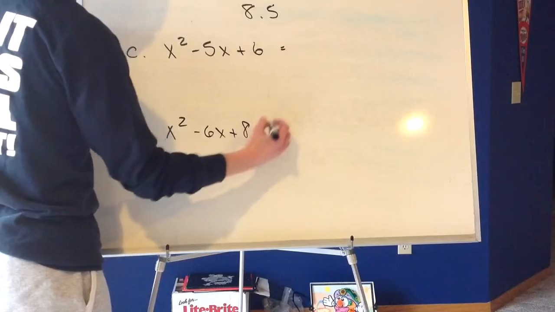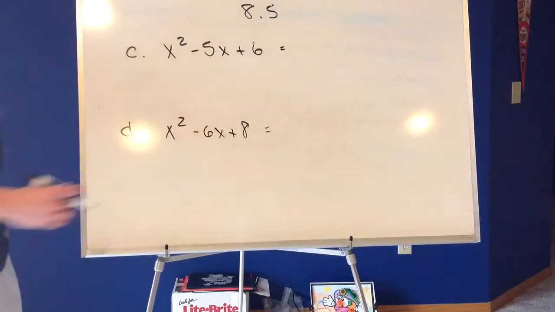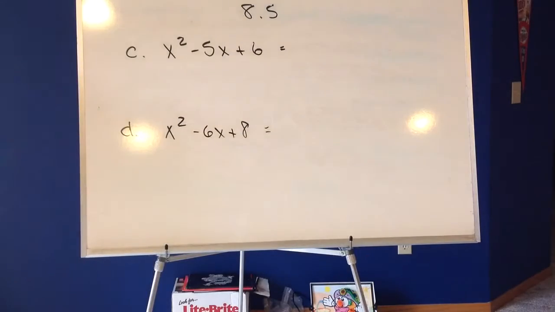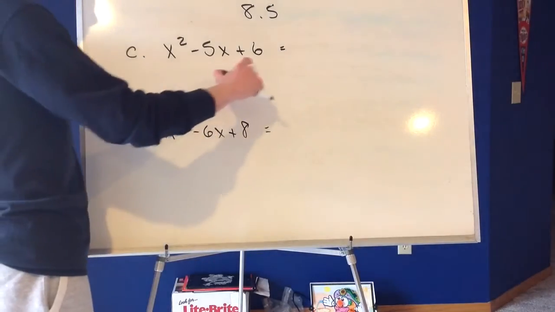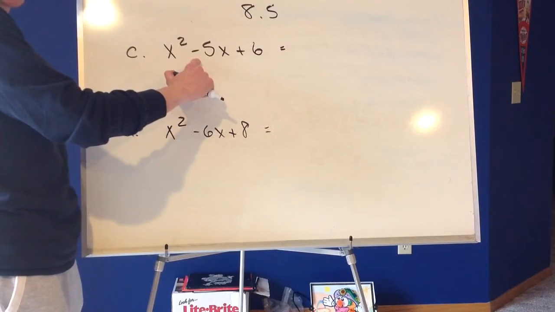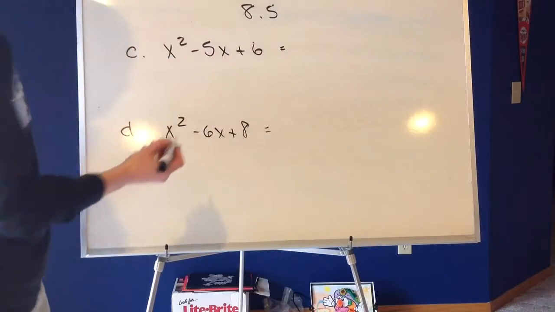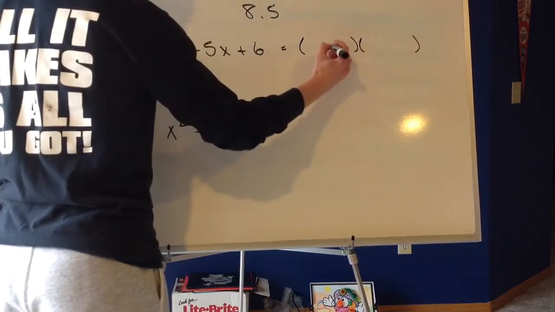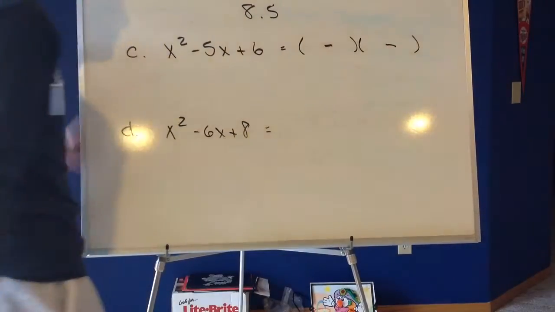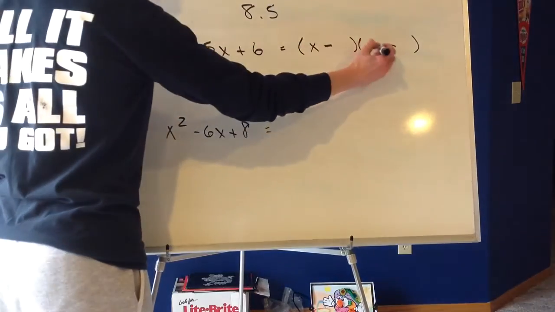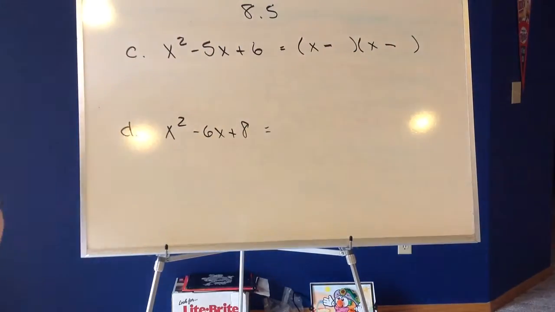Now, what this does when I change that middle one to a negative is it's going to end up changing both of the signs in my parentheses to negatives as well. Because when I multiply two negatives, I still get a positive, but when I add two negatives, I get a negative, which is the pattern that we're looking for here. So I'll end up having the two parentheses. This time, both of them will be negative. Because of my x squared, I'll again have an x and x.